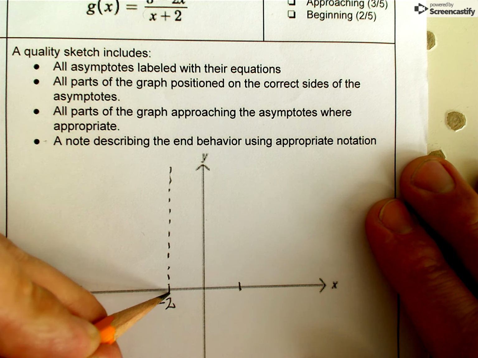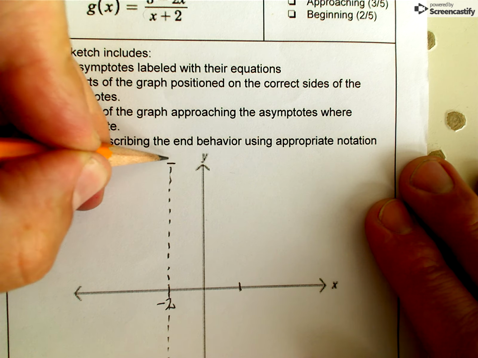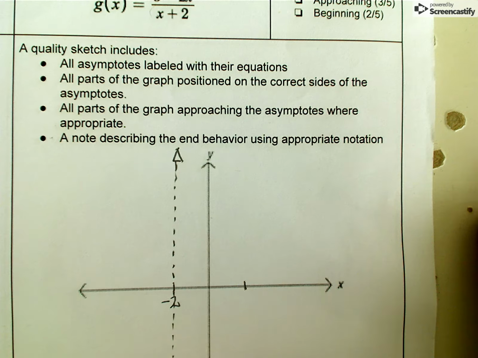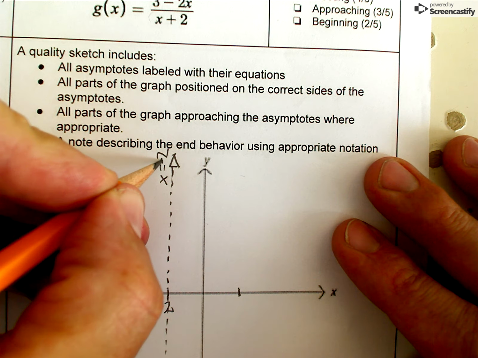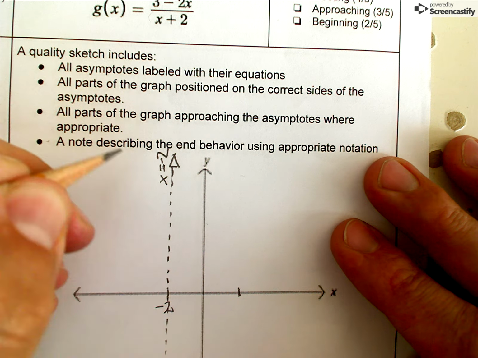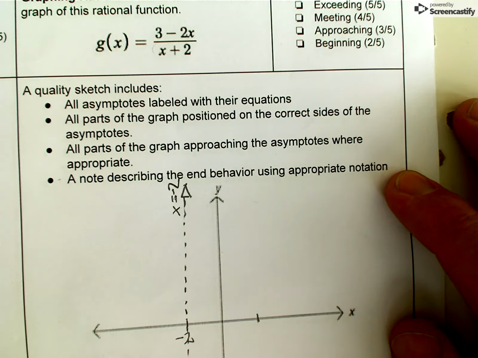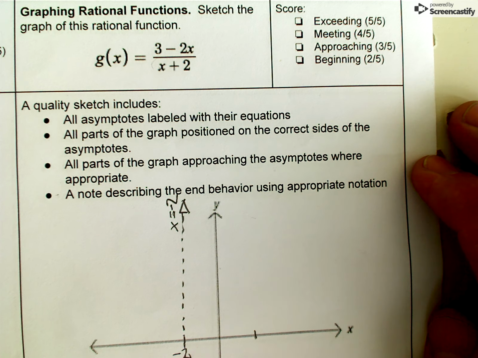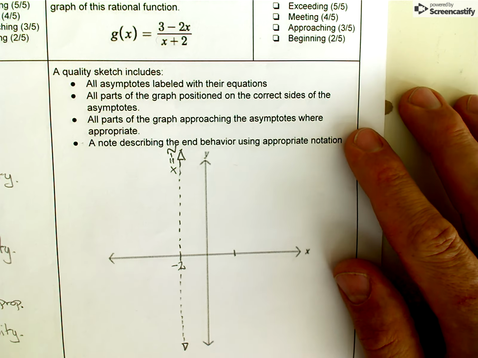Here's how we draw a vertical asymptote. It's a dotted line. Put arrows on the end to show that it goes on forever and ever. And we were told to label the equation, so I'll just put x equals -2 right here. Now, that's one of our two asymptotes. The other asymptote that I need to think about is the horizontal asymptote.